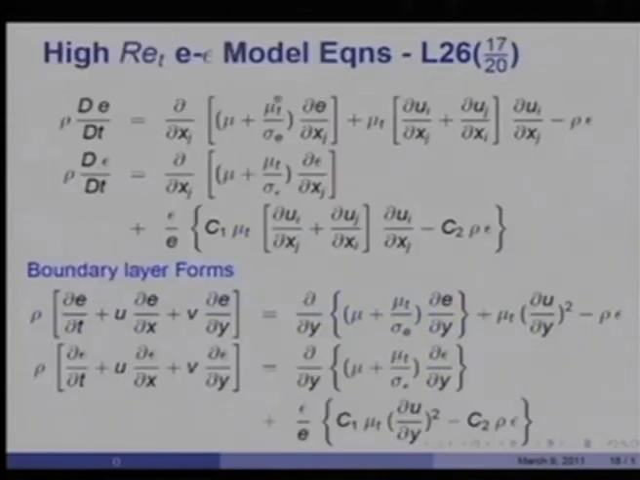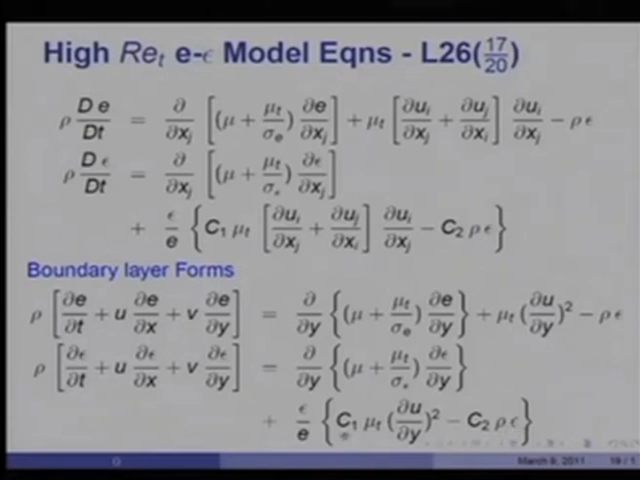The so called two equation model is essentially this. There is the kinetic energy equation which you have already appreciated earlier, and this would be the dissipation equation now, written with ui dash uj dash replaced by the strain rate. And the boundary layer form of this would be, these are the convection terms of E, diffusion terms, generation term minus dissipation, and for dissipation this would be the convection term, this will be the diffusion term, and this will simply be mu t du by dy whole square minus C2 rho epsilon.